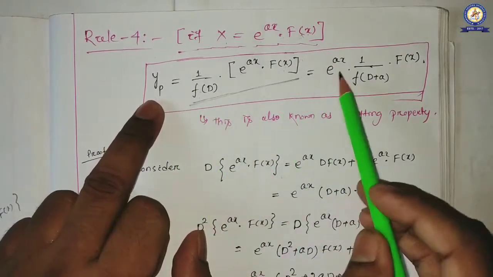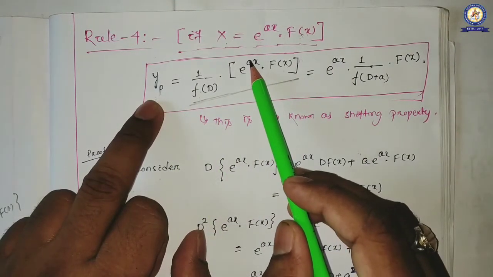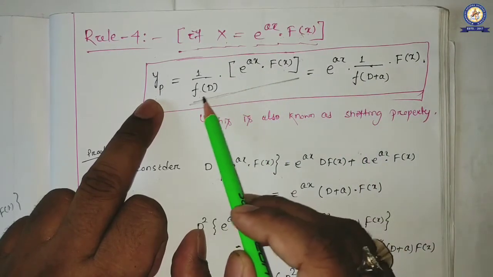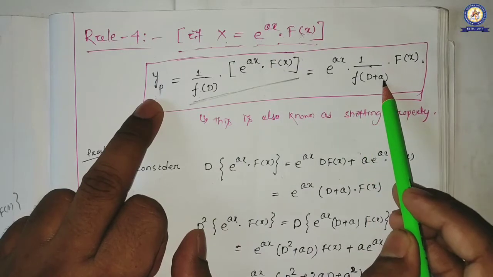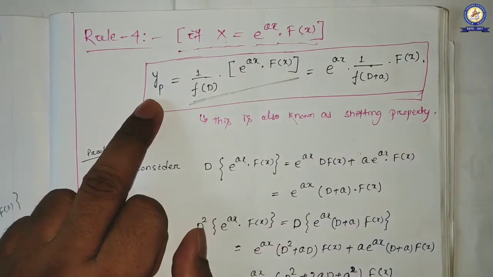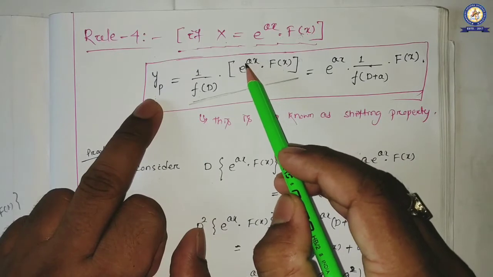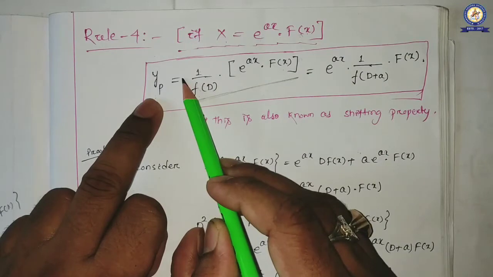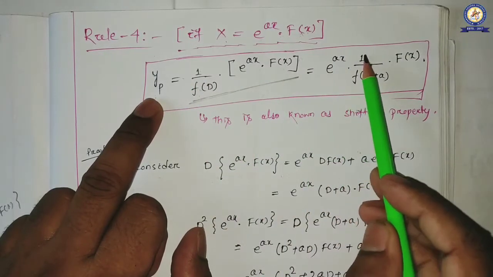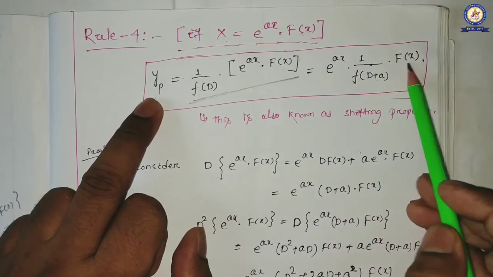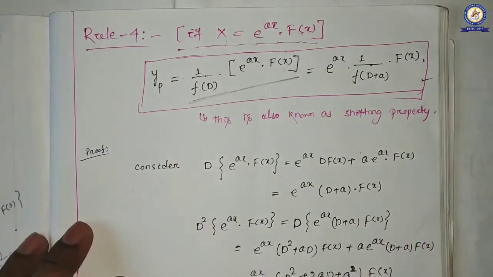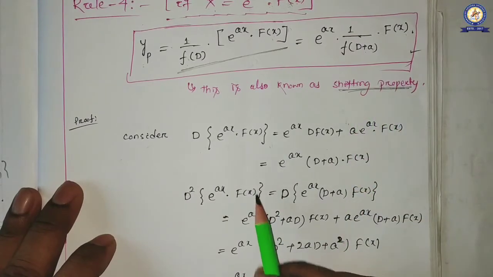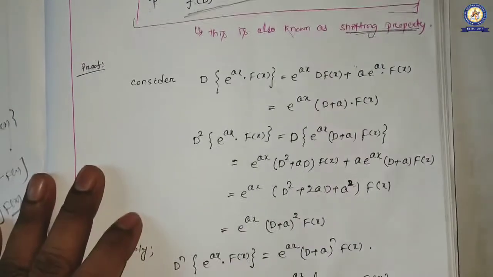So what will be the yp? Here you can see e to the power ax will be shifted: f(D) becomes f(D plus a). Whatever the a is, it will be added with D, and e to the power ax will come outside. So this will be e to the power ax into 1 by f(D plus a) into f(x). This is also known as the shifting property or shifting theorem.